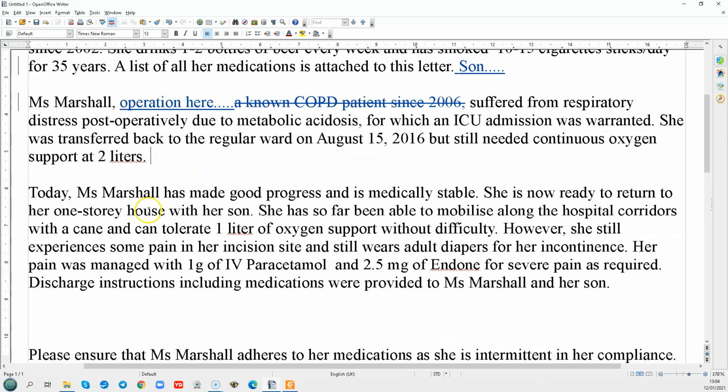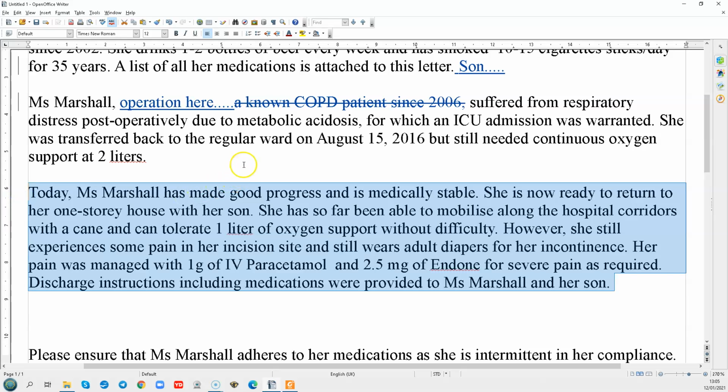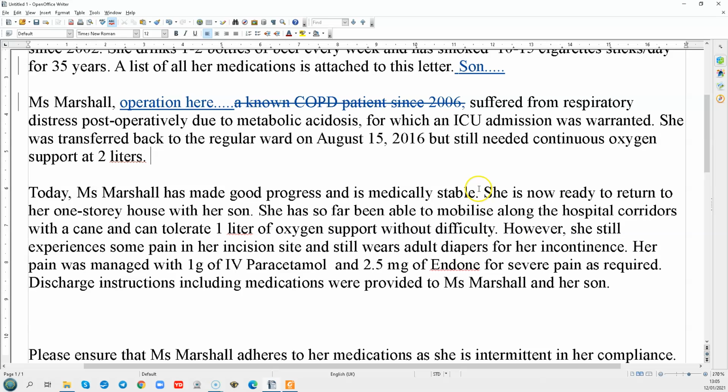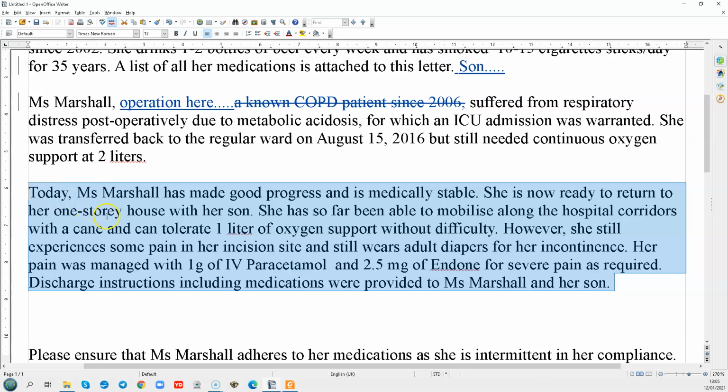Now, made good progress. This is a little bit long now. We could probably cut some of this down. Made good progress, medically stable, and ready to be discharged. Mobilize. You don't have to put all this. She can mobilize with a cane. She's made good progress, medically stable, and can mobilize. She still wears adult diapers. So we could cut this down a little bit. Just change a couple of sentences there.